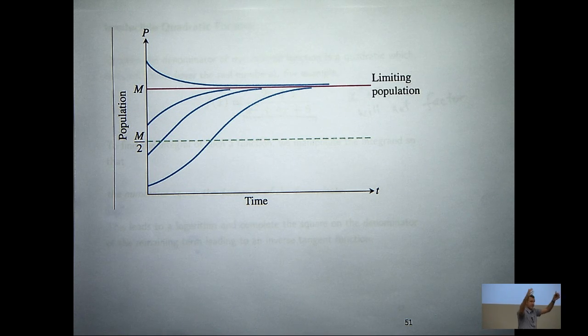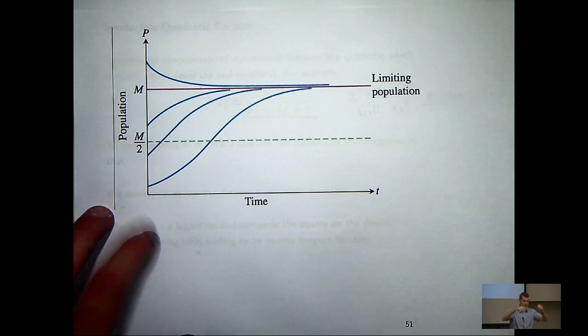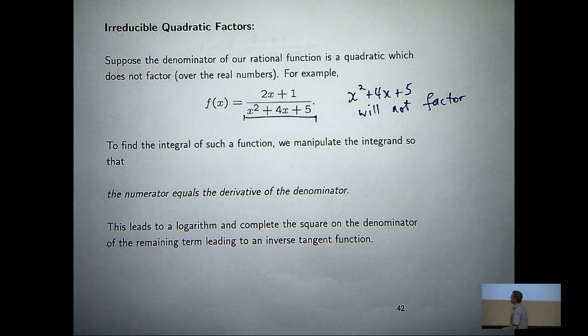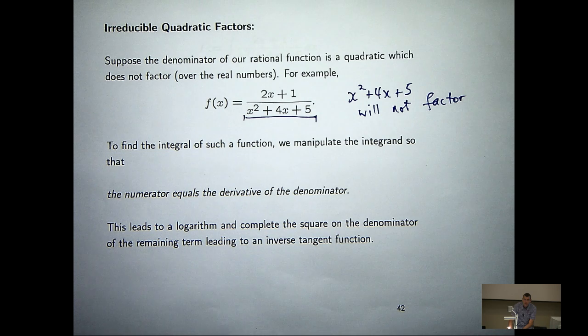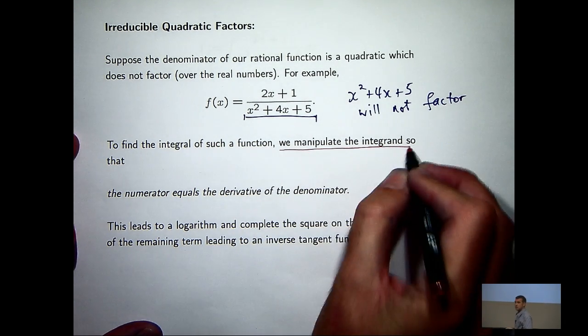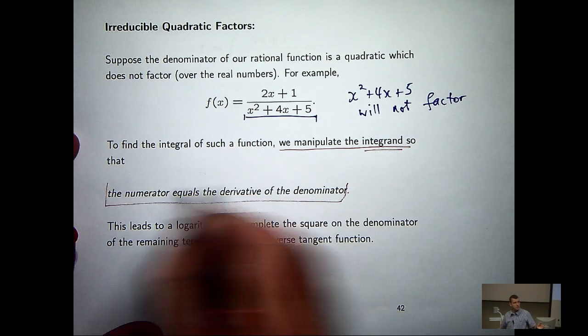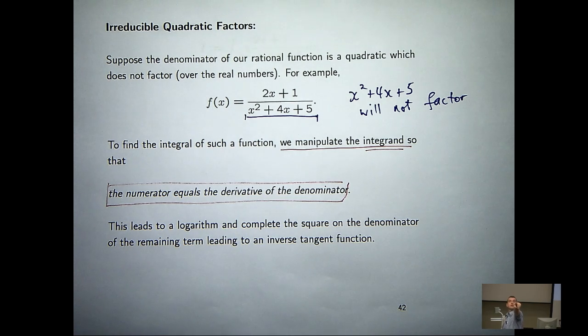Anyway, we'll have a look at this a little bit later in the semester, but one way of solving this problem is through partial fractions. There are cases where you try to integrate functions and the denominator won't factor, not over the reals anyway. So what do we do? Well, again, we play with the integrand so that the numerator is the derivative of the denominator. How does that help us? Well, you can integrate and get something involving a logarithm.